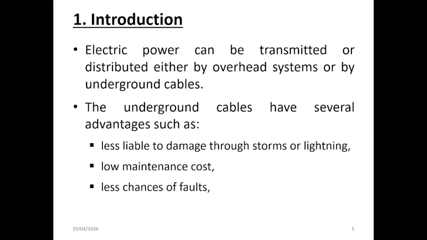This slide introduces the fundamental concept of power transmission methods, highlighting that electrical energy can be delivered either through overhead lines or underground cables, depending on some conditions. While overhead systems are widely used due to their lower initial cost, underground cables offer several important advantages, especially in urban and critical environments. They are less susceptible to damage from external factors such as storms, wind, or lightning, which significantly improves system reliability.